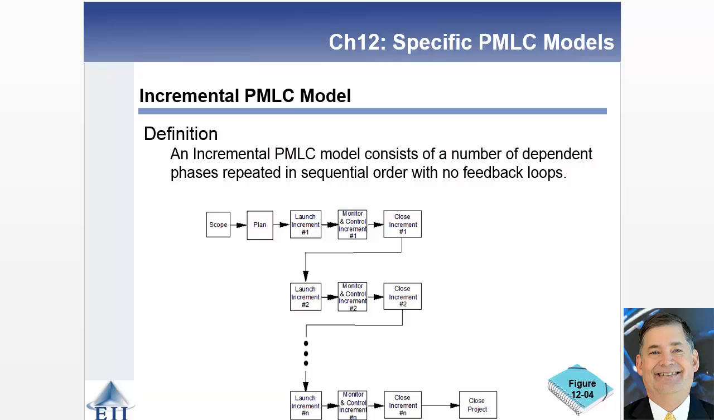So when you look at the incremental model, what you're going to do is go through a series of increments that deploy the solution with no feedback. But deploy the solution in different chunks or increments. So the intent here is you scope the project once, you plan the project once, then you launch a series of increments that you monitor and control. You have to close out each of those increments, and then when you get to the end, closing out the last increment, you actually close out the entire project.